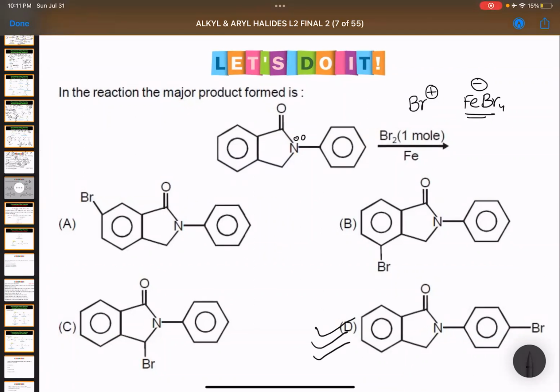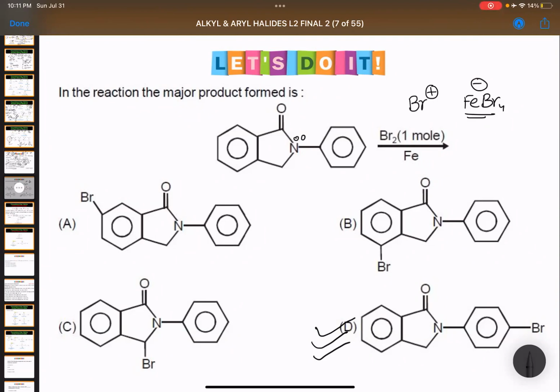This is nitrogen, and nitrogen has a lone pair. Okay, not all nitrogens have a lone pair. NO2 does not have a lone pair, because it has a plus charge. NH3 plus also does not have a lone pair because it has a plus charge. If it is neutral, it has a lone pair.